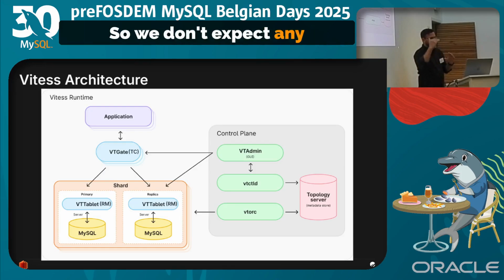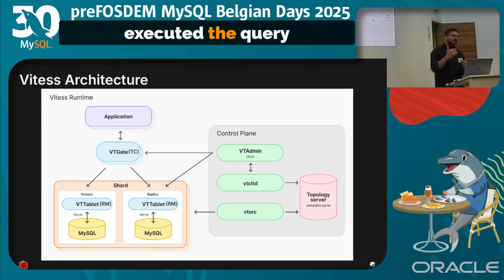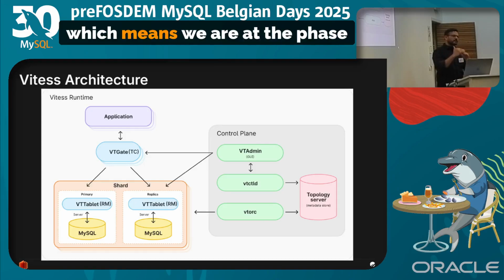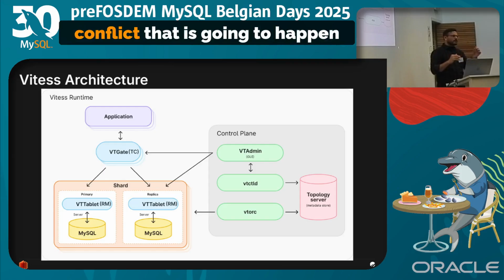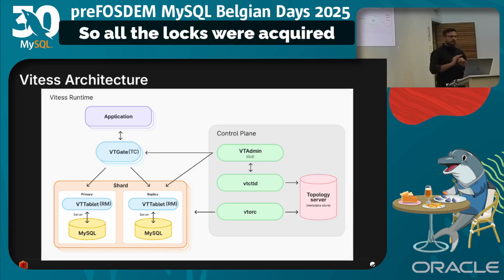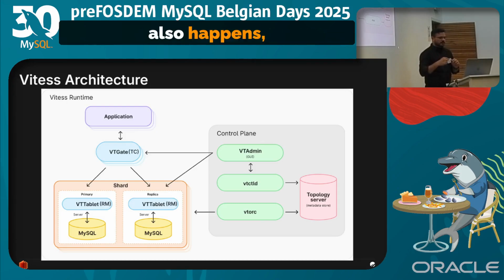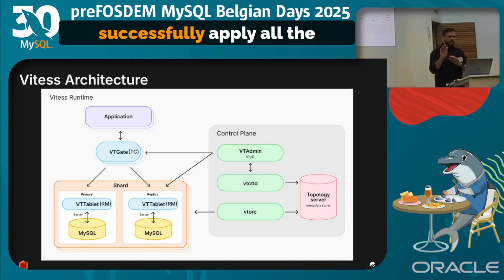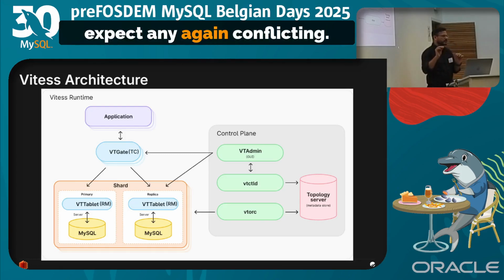So we don't expect any locking to happen, because we have already executed the query successfully, which means we are at the phase where only the commit needs to happen. So there is no conflict that is going to happen, and no transaction is waiting to acquire any new locks. All the locks were acquired successfully. That's why when crash recovery happens, the VTTablet is able to successfully apply all the prepared transactions, because at that point we don't expect any conflicts.